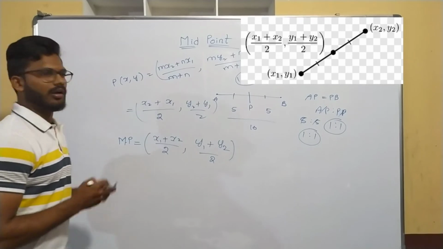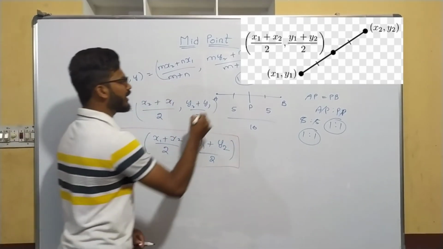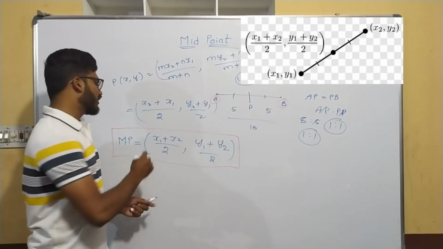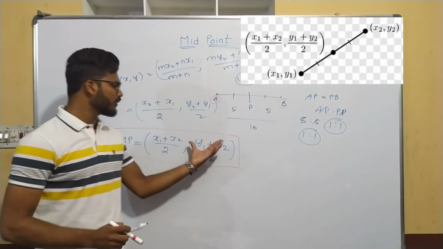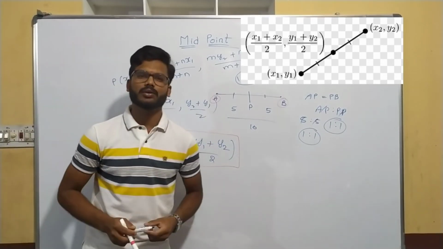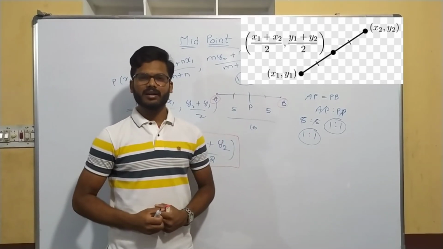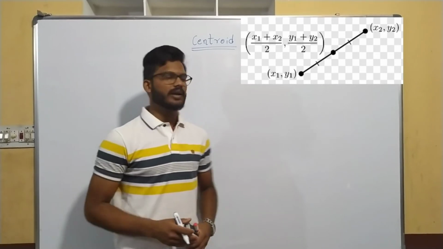This is the formula to find the midpoint of any 2 points A and B. First, we have to take the coordinates as x1, y1 and x2, y2. Then we have to use the formula (x1 plus x2) by 2 and (y1 plus y2) by 2 in order to find the midpoint between A and B.